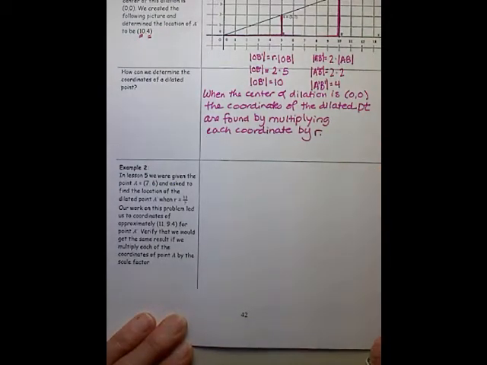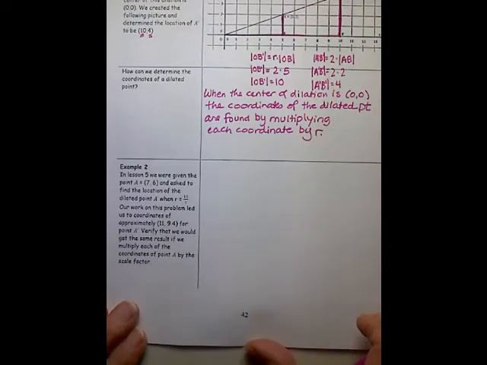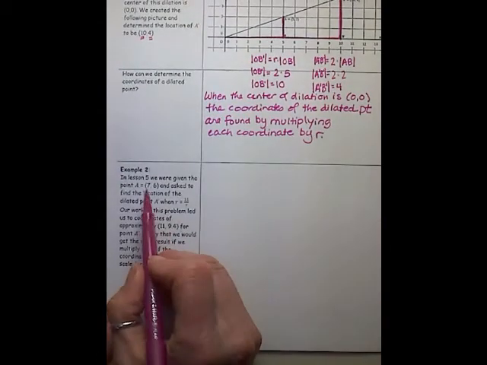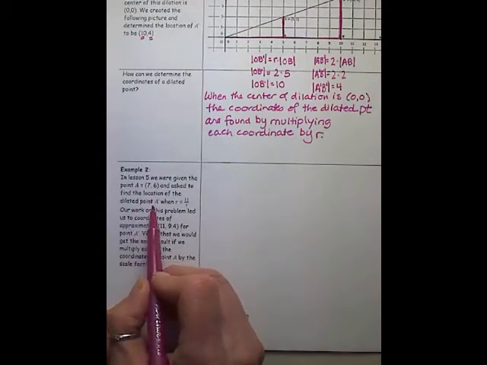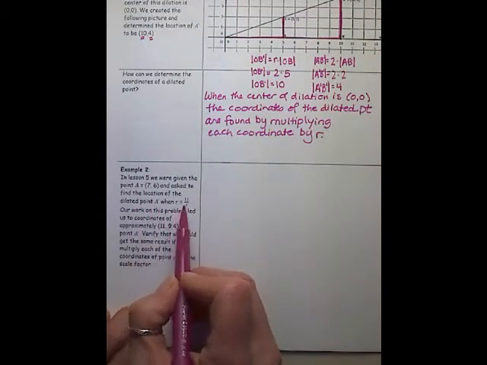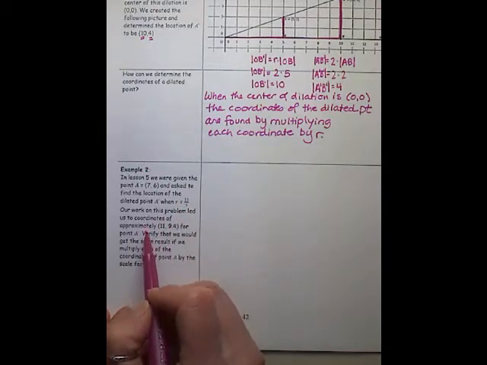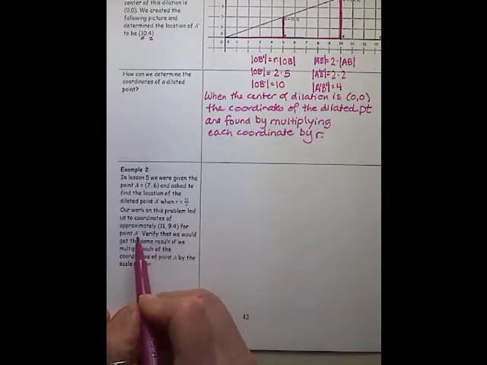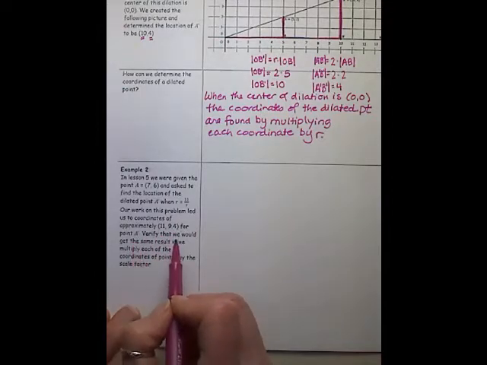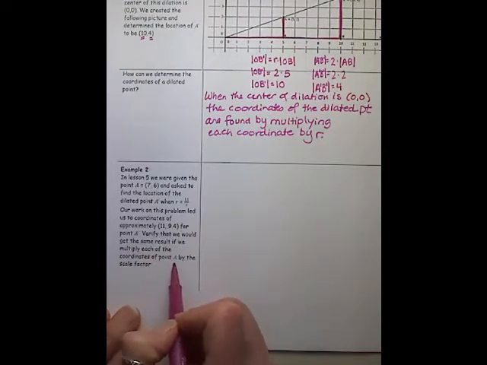In example 2, in lesson 5 we were given the point A is the coordinate 7, 6 and asked to find the location of the dilated point A prime when the scale factor is 11/7. Our work on this problem led us to the coordinates of approximately 11 and 9.4 for point A prime. Verify that we would get the same result if we multiply each of the coordinates of point A by the scale factor.